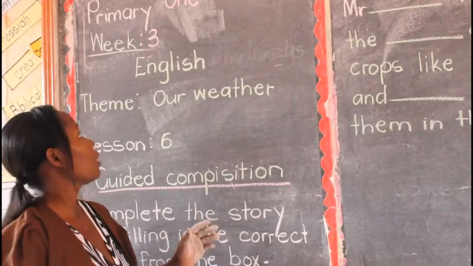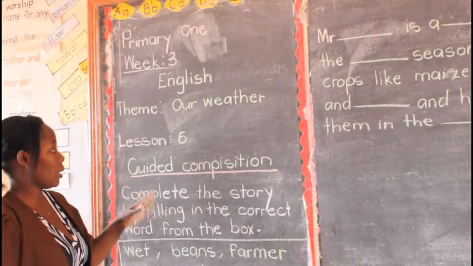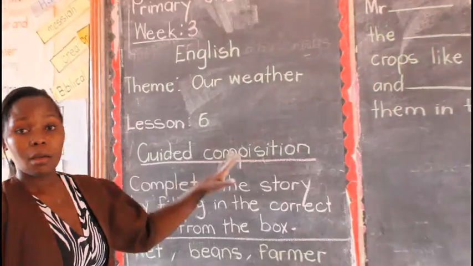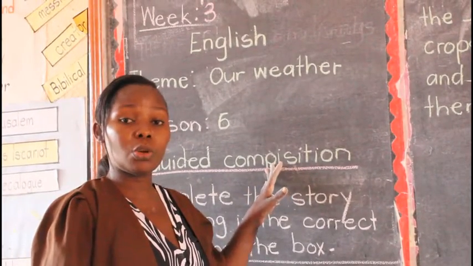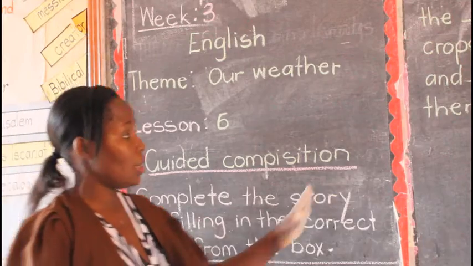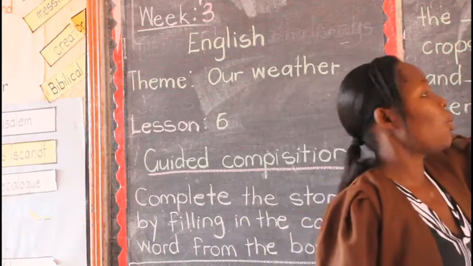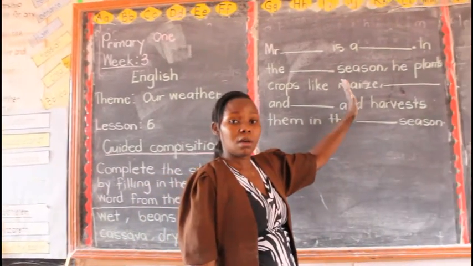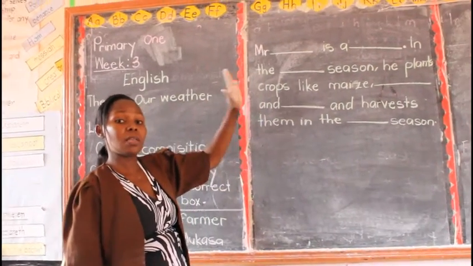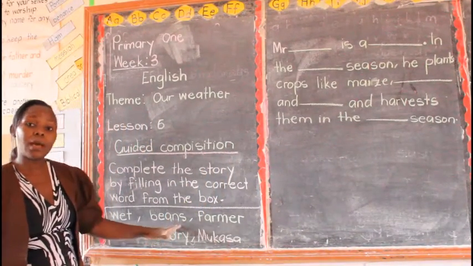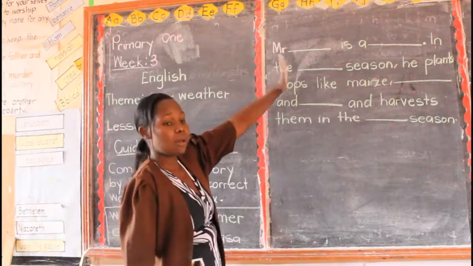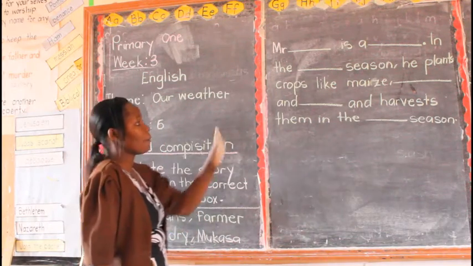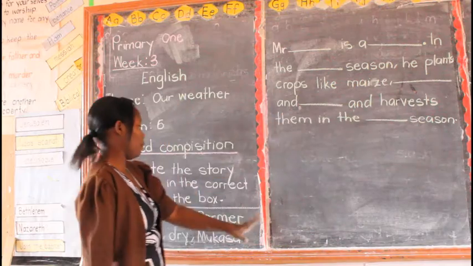The English lesson, we are still in this third week. This time round, we are going to see a guided composition. When I talk about guided composition, what do I mean? I mean a story with blank spaces where you need to fill in the correct word and complete the story. It is called a guided composition because they always guide you with words which can help you complete the story. It is a story with gaps where you need to pick the correct word and complete the story.